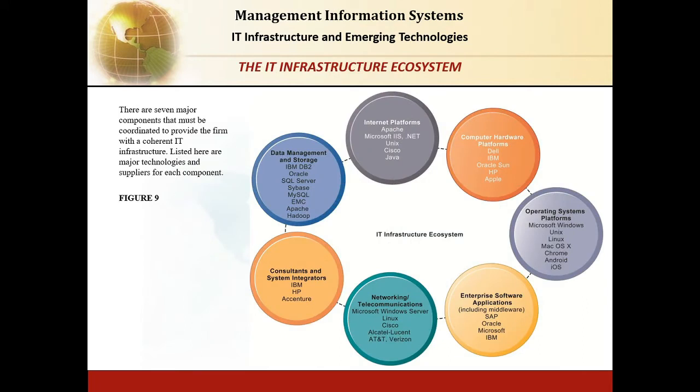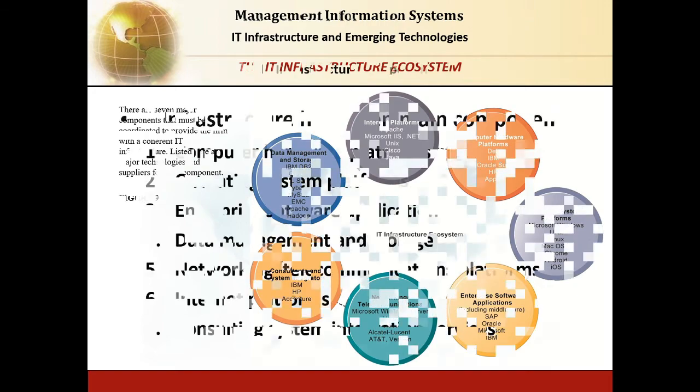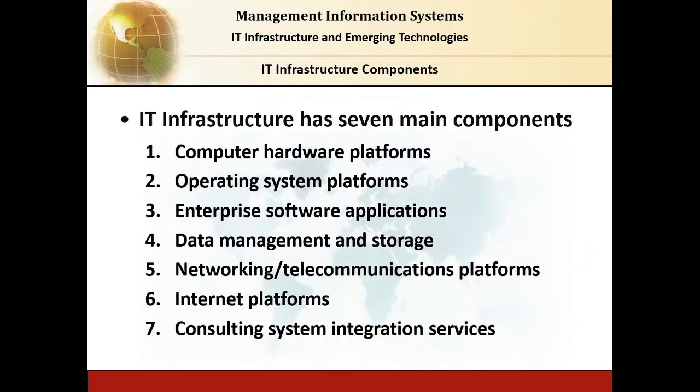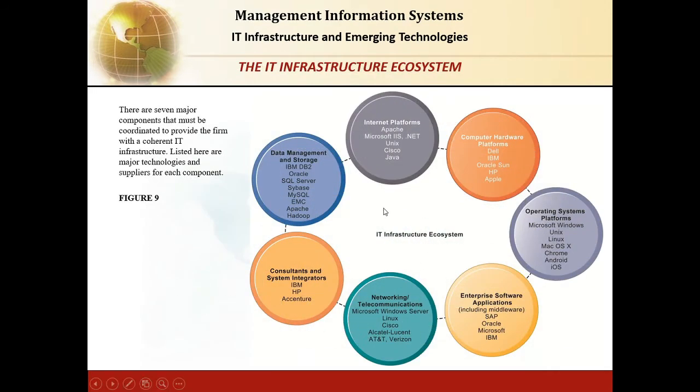Okay, so tingnan natin dito sa figure 9. So, we have the 7 major components that must be coordinated to provide the firm with a coherent IT infrastructure. Okay, so listed here are the major technologies and suppliers for each component. So, makikita natin dito yung IT infrastructure ecosystem. So, dun sa ecosystem na yan, makikita natin yung 7 major components. Huwag nyo kakalimutan, guys, ha. So, nandyan yung computer hardware platforms. Sino-sino ba yung mga gumagawa ng hardware platforms na yan? Okay, so we have Dell.